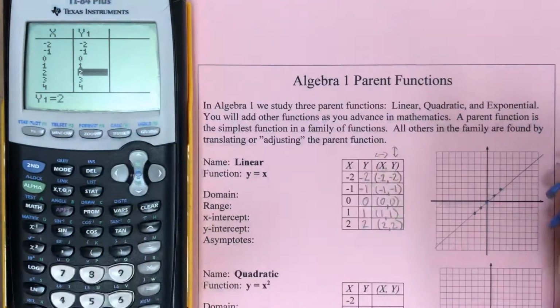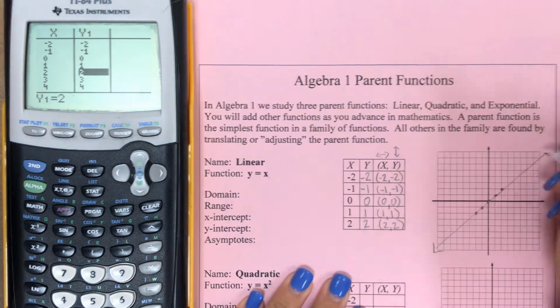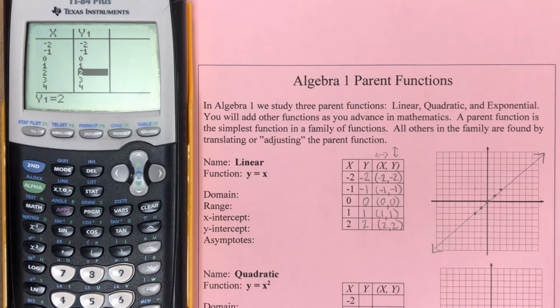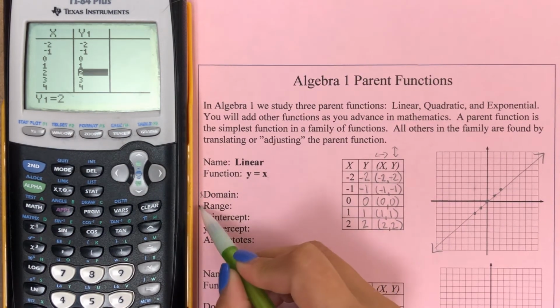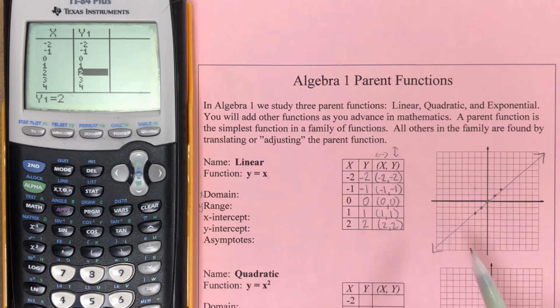Also, if you have a school ID, they work really well because most of the time we don't carry rulers around with us. All right, so from here, I'm going to answer my question. So domain is going to be all the x values and range is going to be all the y values. So domain is going left and right.